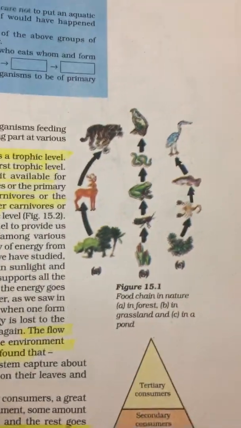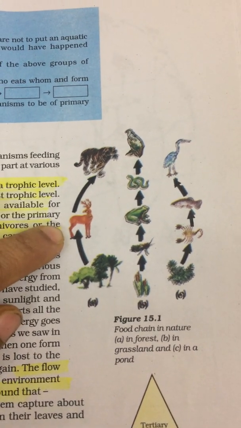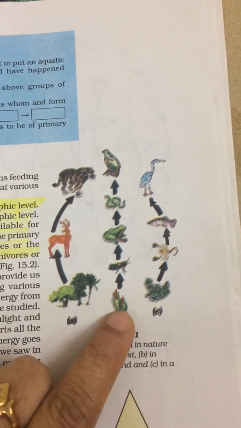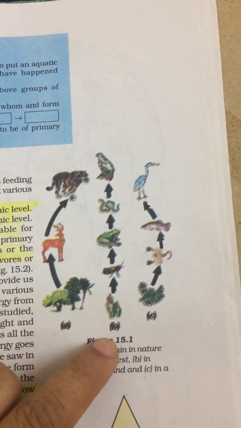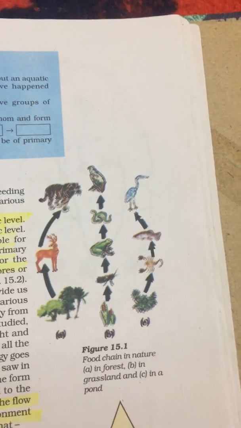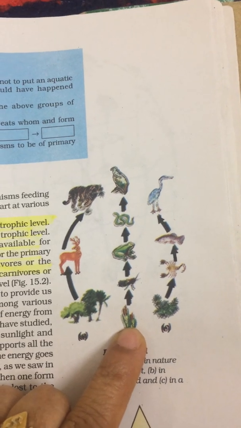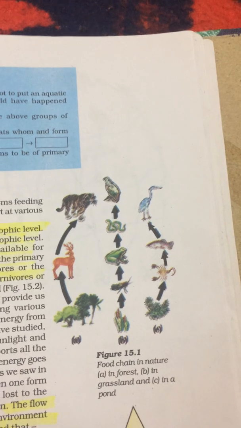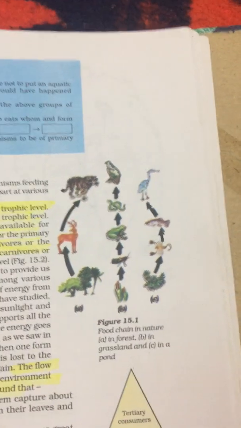So from the diagram we can show plants form the first trophic level. Here deer form the second trophic level. Tiger forms the third trophic level. Each step, plant, insect, frog, snake, eagle, forms a different trophic level. Each step in a food chain forms a trophic level. So in this food chain, plants form the first trophic level, insect the second, frog the third, snake the fourth, and eagle the fifth trophic level.